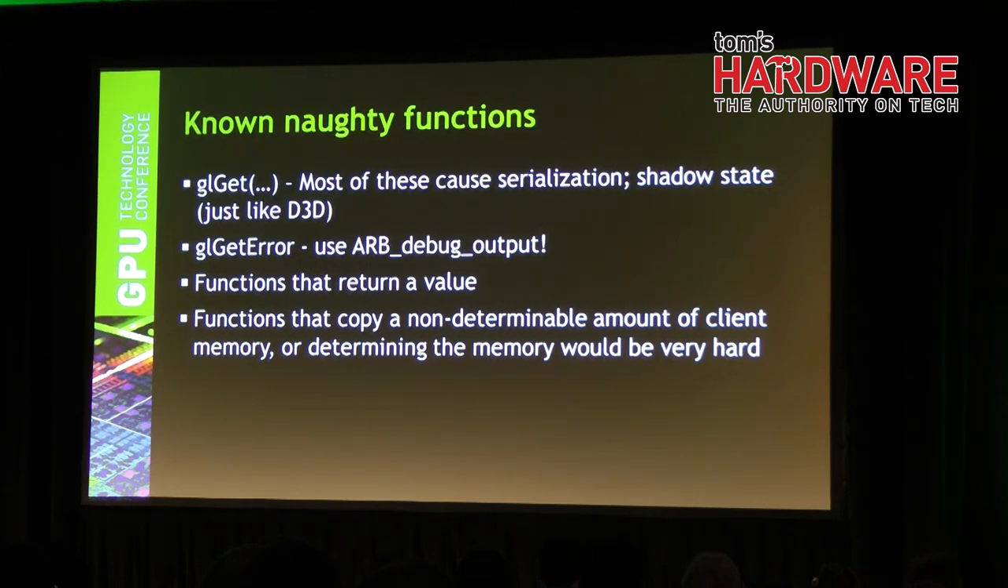A handful of the functions that we know are bad: the rule of thumb here really is anything that returns a value is probably going to be bad. And glGets also are going to cause serialization. So just like D3D, you want to shadow the state. Additionally, there are some functions that we didn't bump into, but the driver guys mentioned them to me, that copy an amount of memory that's hard for the driver to figure out. A lot of times the driver just says, this would be easier if I just serialize and do the copy right now, do the work you're asking me to do, and then return. But that is expensive.